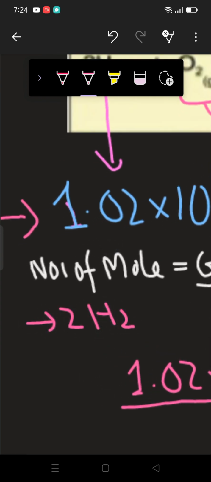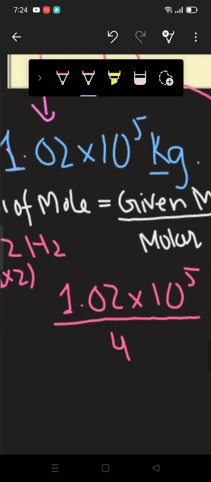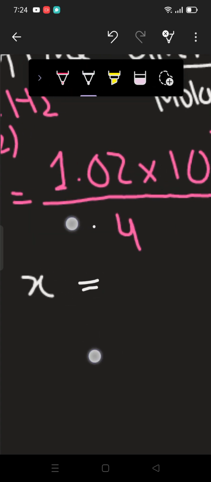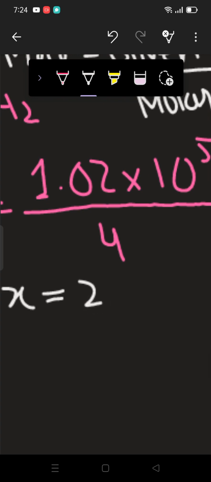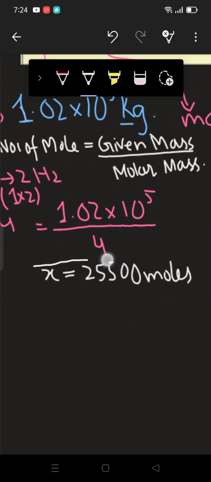2H2, right? We know that 2 will be multiplied since there are 2 molecules of hydrogen. 1 into 2, so 2 2s are 4, divided by 4. When we divide this mass by the molar mass, we get the number of moles, which would be equal to 25500. You can calculate that with the help of a calculator. So now we have got the number of moles.